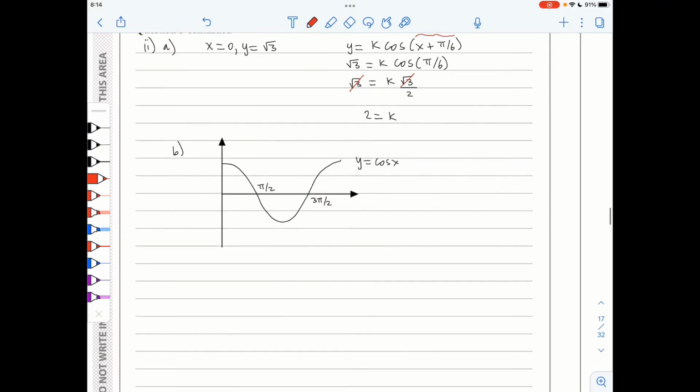So the value of p is simply pi over 2 minus pi over 6, which turns out to be pi over 3. And the value of q is 3 pi over 2 minus pi over 6, which is 4 pi over 3. Essentially, everything has been shifted by pi over 6 to the left, and so did the two cuts on the x-axis.